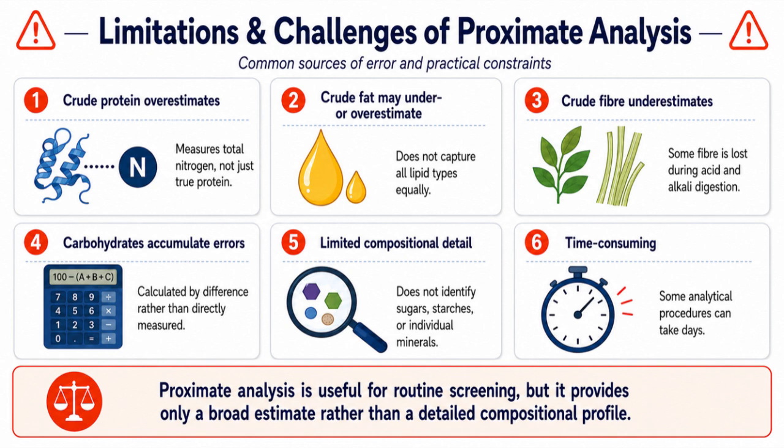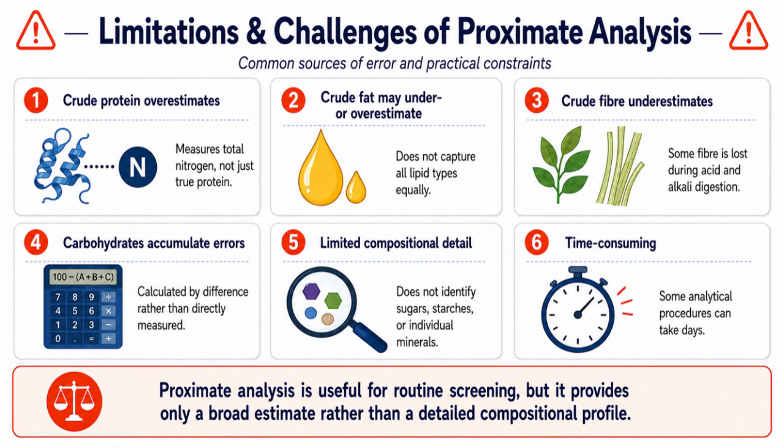Fourth, carbohydrates accumulate errors. Remember, carbohydrates are not directly measured. They are calculated by difference using this formula: 100 minus the sum of moisture, ash, protein, fat, and fiber. This means any error in any of those 5 tests ends up in the carbohydrate value. So if your protein reading is too high, your carbohydrate reading will be too low, and vice versa.